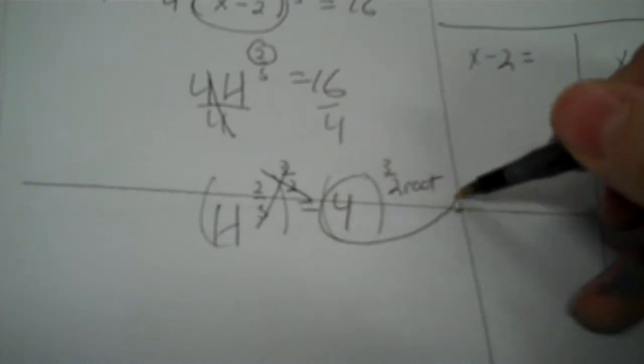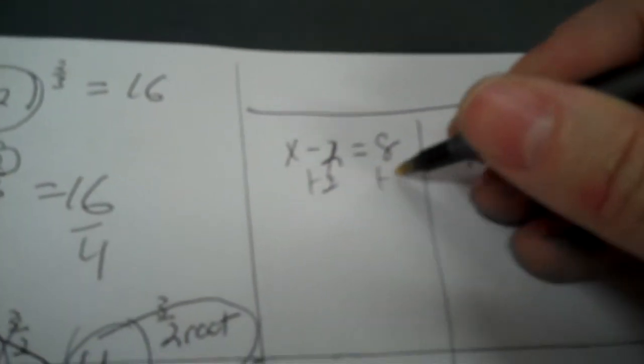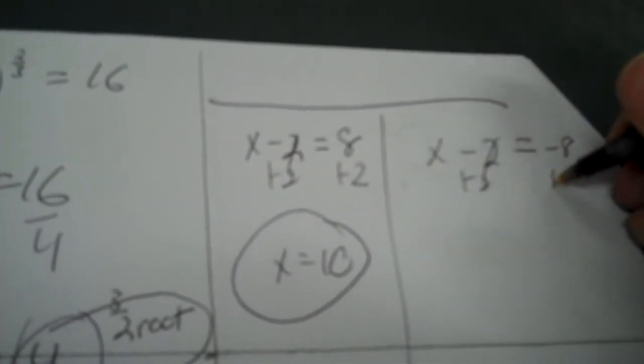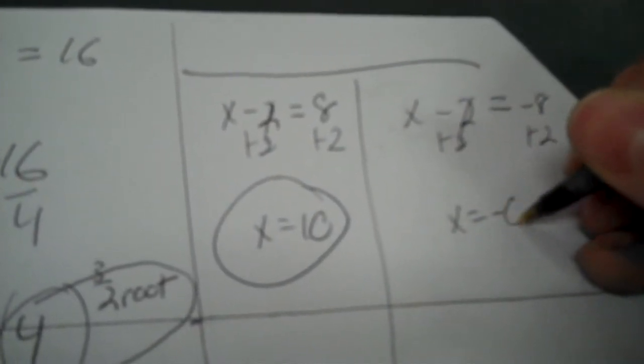Okay, so I would look up the square root of 4, and that equals 2. So h equals 2 to the 3rd power. So 2 to the 3rd means 2 times 2 times 2. That's 8. h is equal to 8. So on my table, I go 8 on one side, negative 8 on the other. So I plus 2, I get 10. Plus 2, you get negative 6.